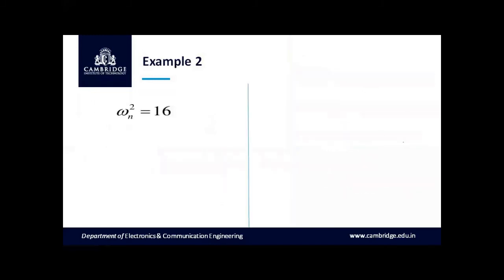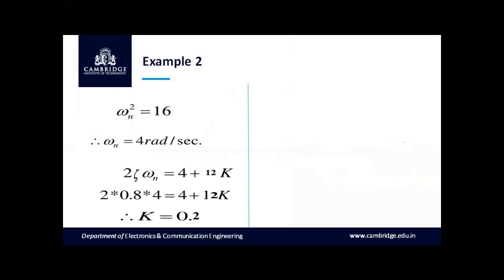So omega n square is equal to 16. Omega n is square root of 16, which is 4 radian per second. And 2 zeta omega n is equal to 4 plus 12k. Substituting for omega n as 4 and zeta, which is given as 0.8 in the question, we can obtain the value of k.